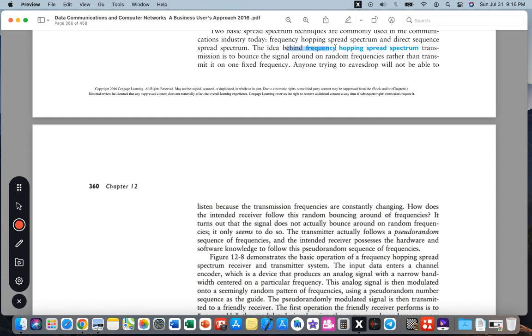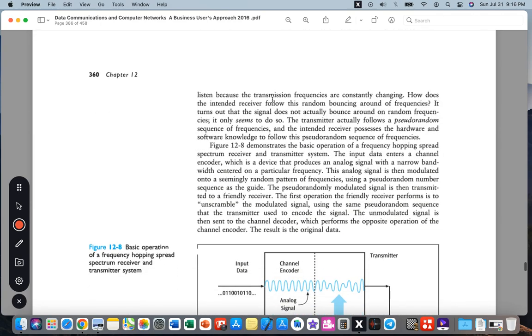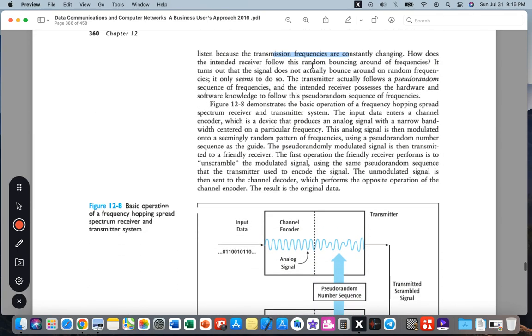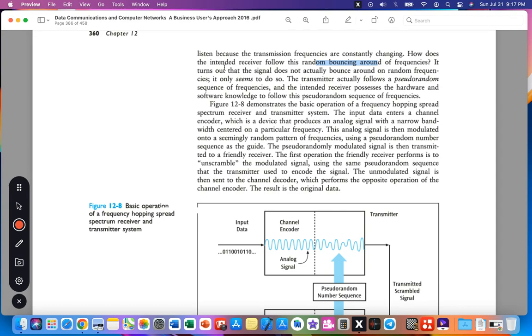The idea behind frequency hopping spread spectrum transmission is to bounce the signal around on random frequencies rather than transmit it on one fixed frequency. Anyone trying to eavesdrop will not be able to listen because the transmission frequencies are constantly changing. How does the intended receiver follow this random bouncing around of frequencies? The signal does not actually bounce around on random frequencies. It only seems to do so.